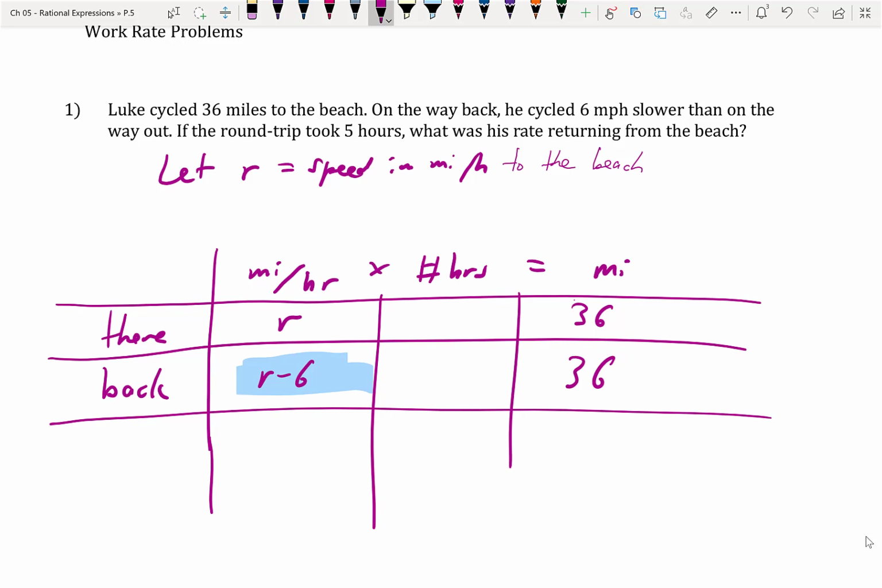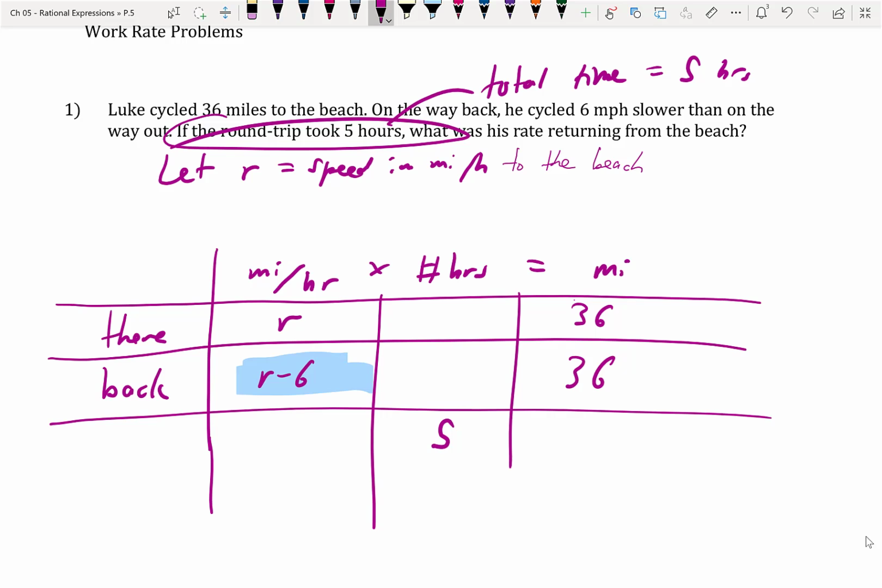So given all this, the round trip took 5 hours, and I still haven't finished putting in the table. This is where it can get a little bit tricky, because the round trip took 5 hours. That means, in another way, I could say the total time is 5 hours. So I'm going to stick that right here under this, because that represents a total. The total is 5. Okay, Chase, you with me? Yep.